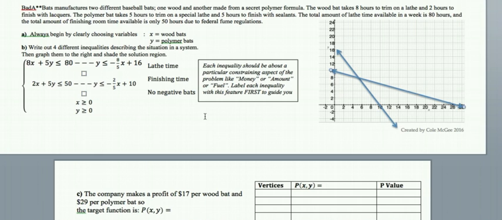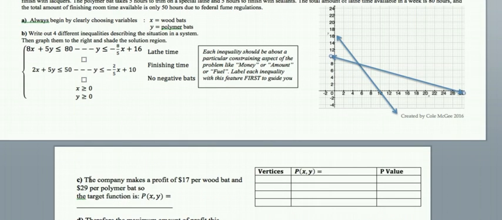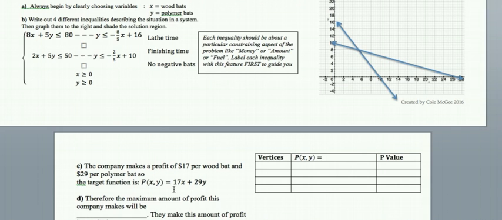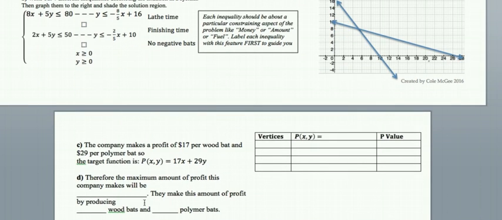So part C down here says the company makes a profit of 17 for the wood ones and 29 for the polymer ones. So let's write down our profit functions. We're going to have 17x plus 29y. Alright. And they want us to find the maximum amount of profit this company is going to make.